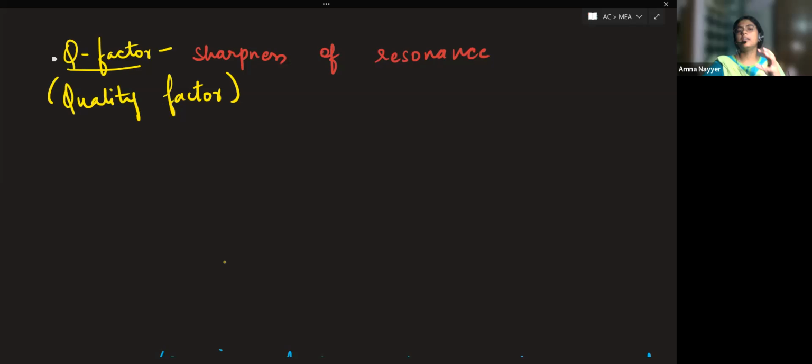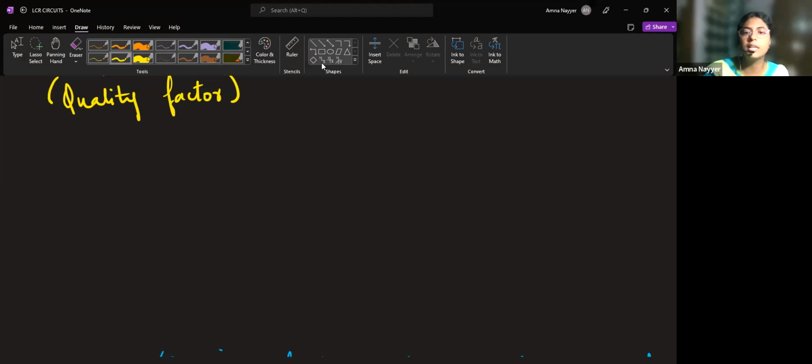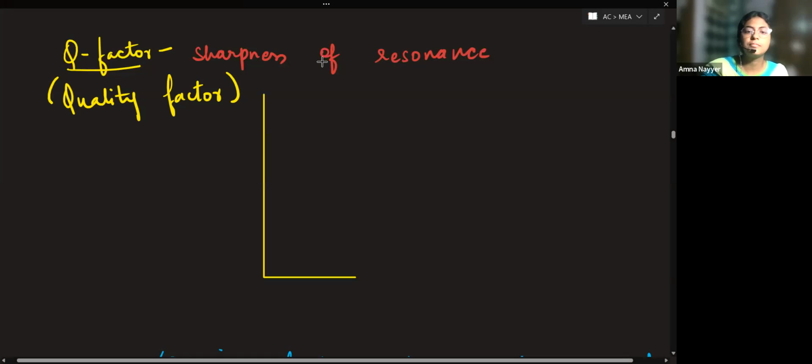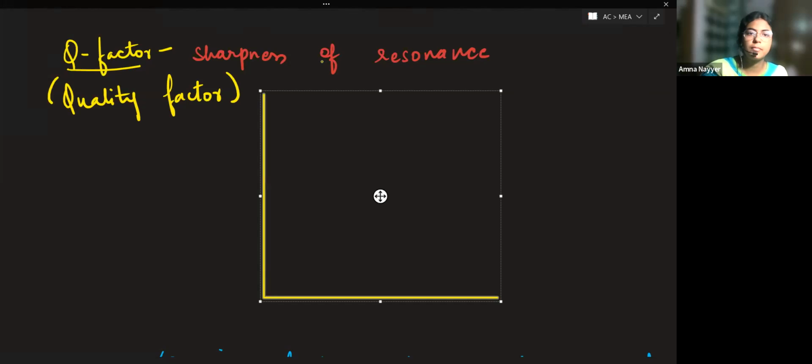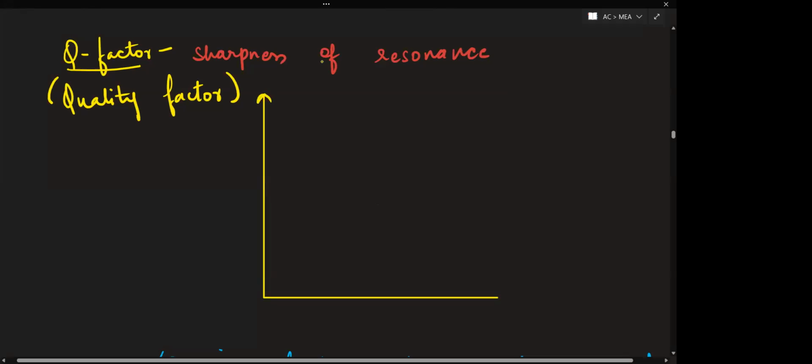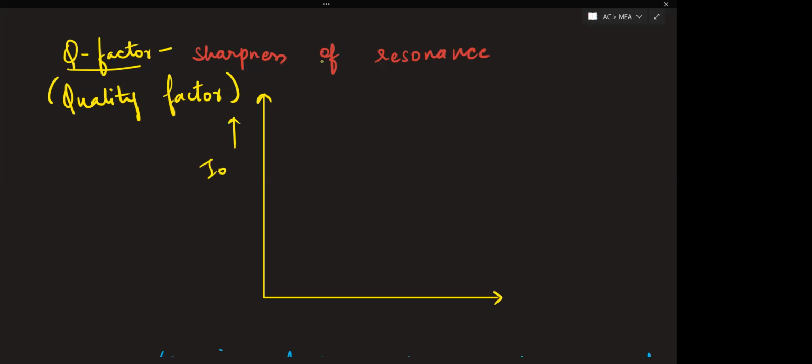So Q factor is the sharpness of resonance. See, this can be understood with the help of a graph. This is I naught, current on your y-axis. Here, this is x-axis. X-axis has omega. Omega we have been discussing. This is the frequency, angular frequency. Linear frequency is that nu, the symbol that we write now, nu. Here we have omega as the angular frequency.